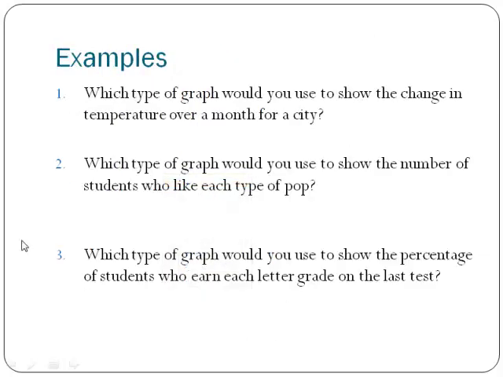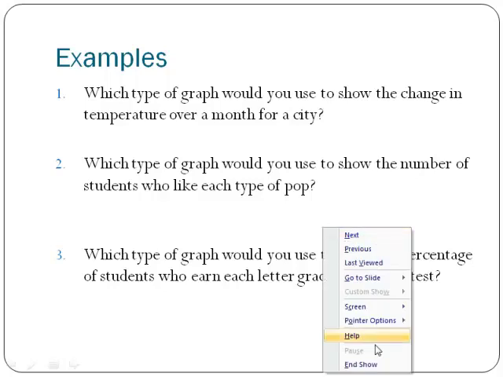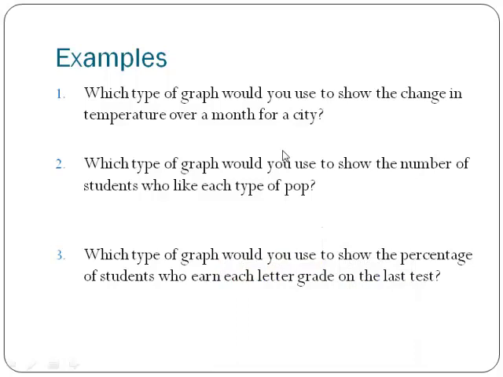So here's some examples. Let's try this. Which type of graph would you use to show the change in temperature over a month for a city? So we're looking at change in temperature over a month. I'll give you a couple seconds. Choose between a bar graph, a line graph, or a pie graph. If you chose a line graph, you're correct because we're looking at a pattern over time to see how the temperature changed.